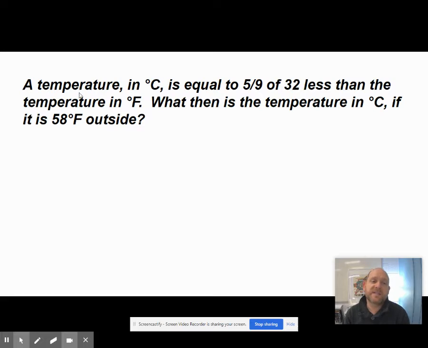So our question says, a temperature in degrees Celsius is equal to 5/9 of 32 less than the temperature in degrees Fahrenheit. What then is the temperature in degrees Celsius if it is 58 degrees Fahrenheit outside?